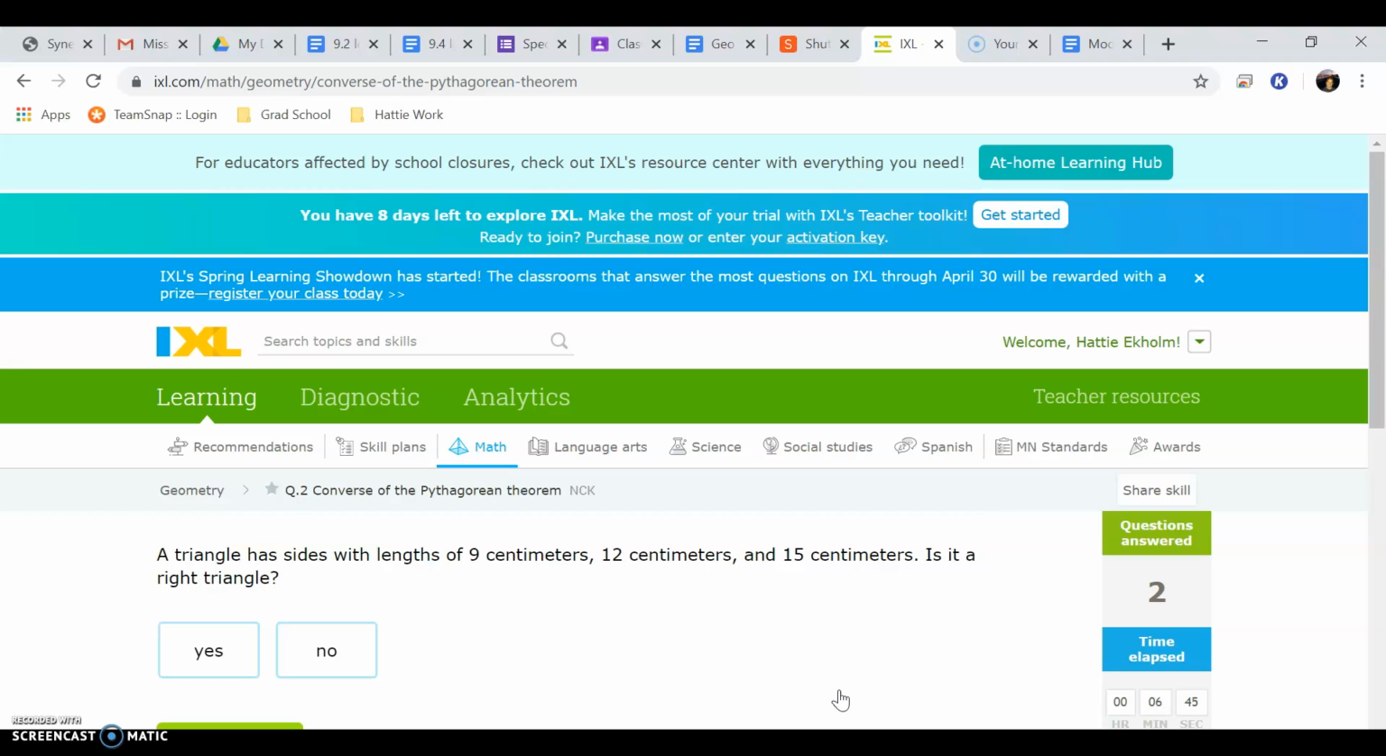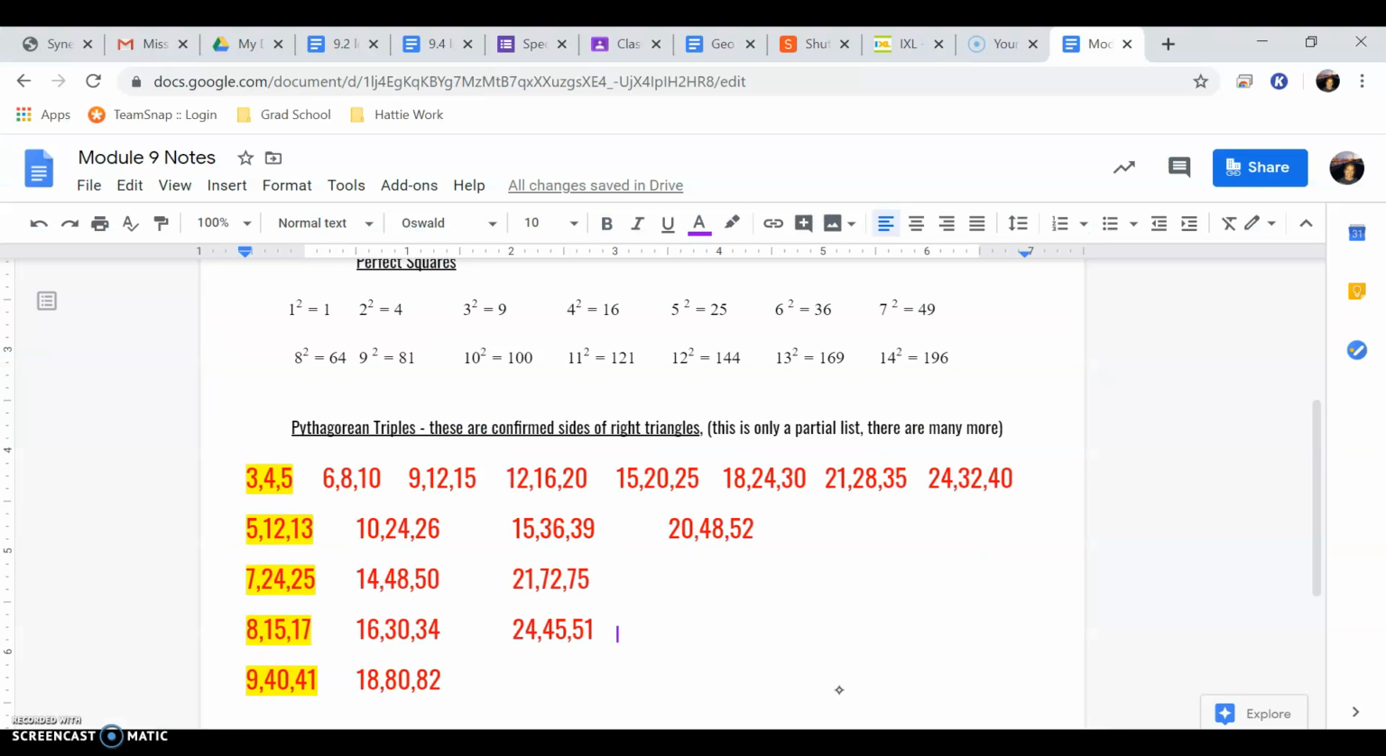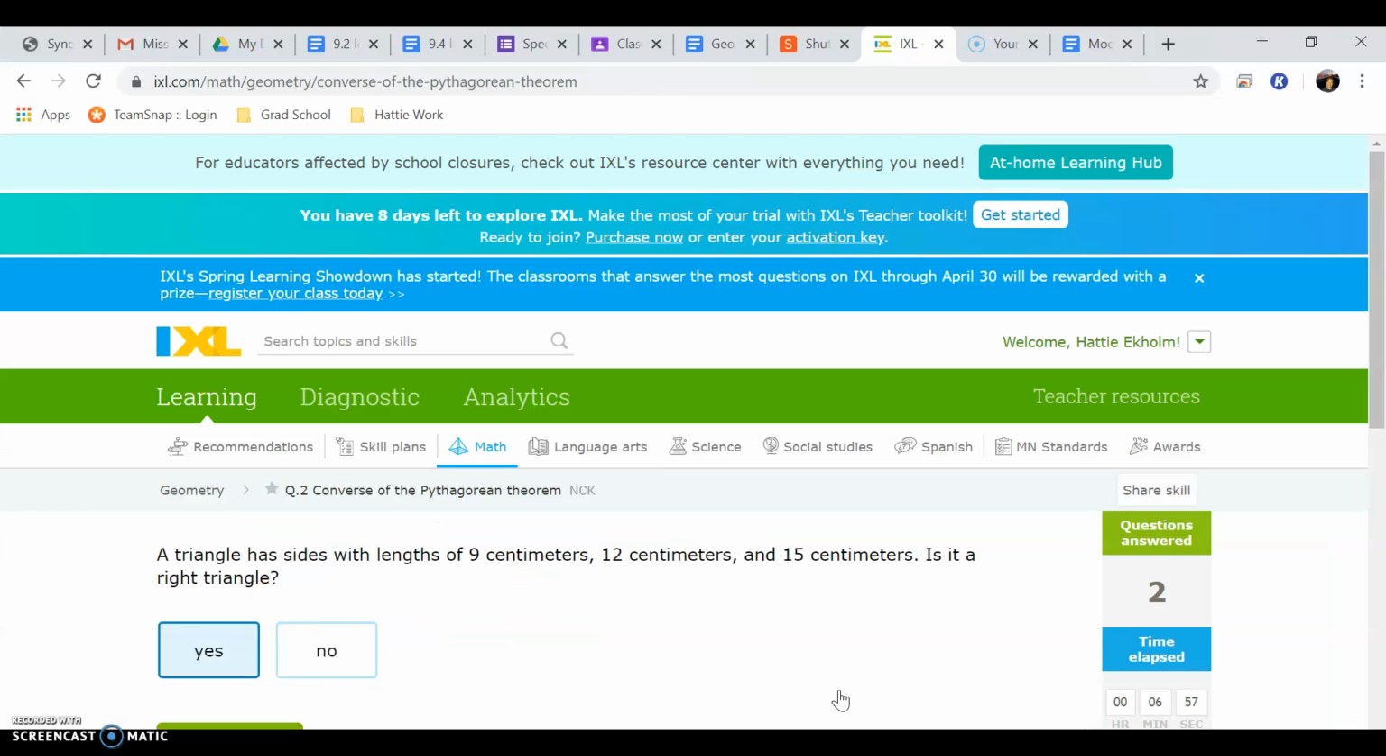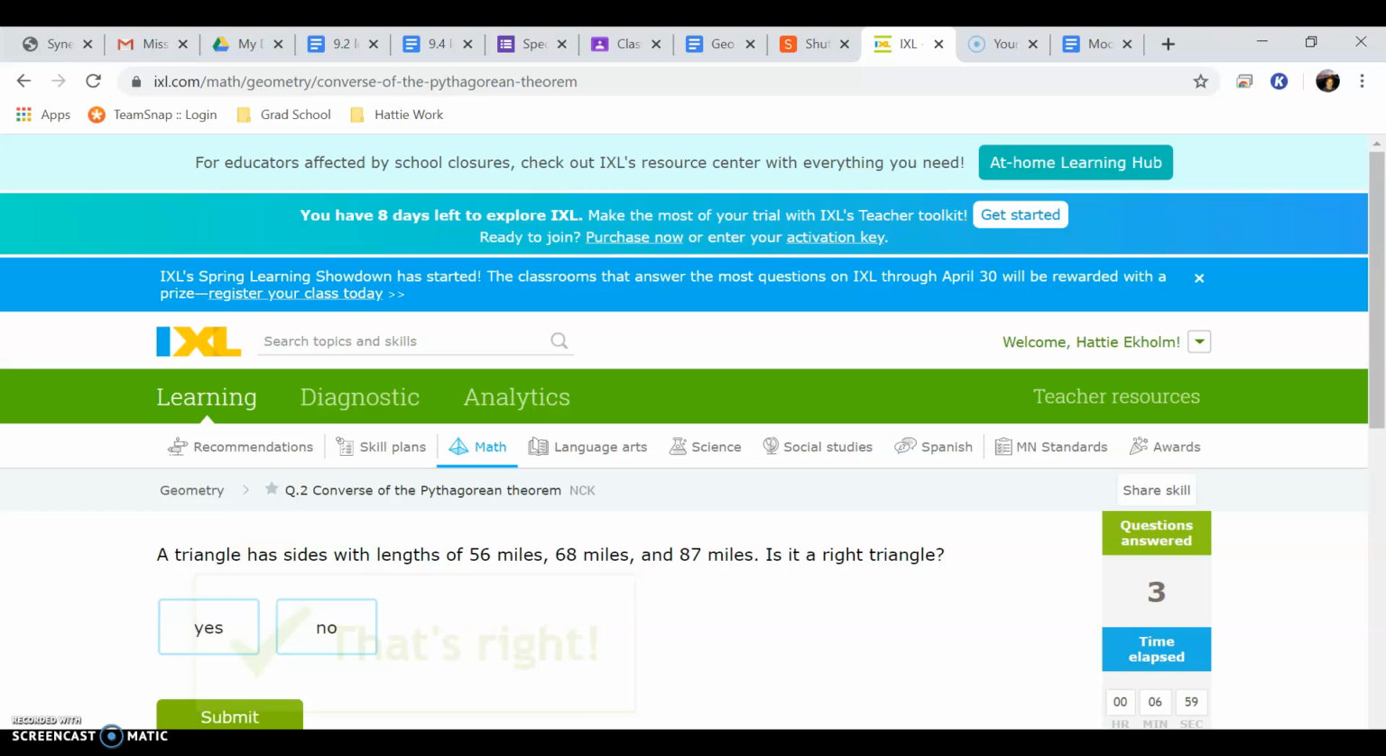Okay, how about 9, 12, 15? Again, before you sit and do the Pythagorean theorem, just check your list. Is 9, 12, 15 on it? Yeah, right here, 9, 12, 15. All right, good. So that's a yes, submit.